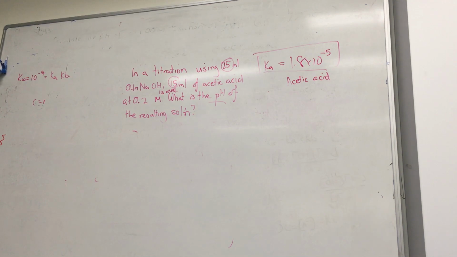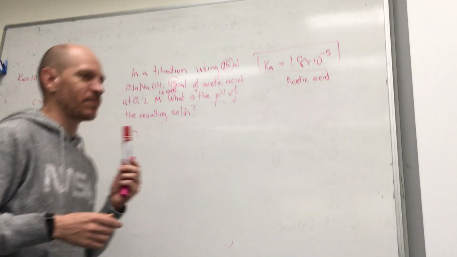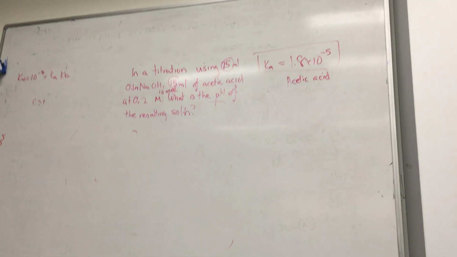All right. So, here's our problem from last lesson, except I had to change it because it didn't quite work because I made a mistake, okay? So, in a titration using 25 ml of sodium hydroxide, 15 ml of acetic acid at 0.2 mole is used. What is the pH of the resulting solution?